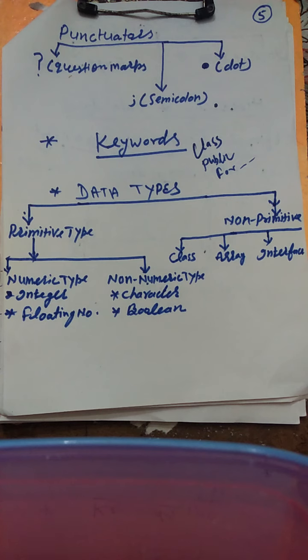And next is the semicolon. Semicolon is used in a Java program as a statement terminator. When your statement is terminated, finished, then at the end you will use the semicolon. And then dot is used to represent the scope of a function, a function belonging to an object or a class. It will divide the two parts, maybe object or maybe class.